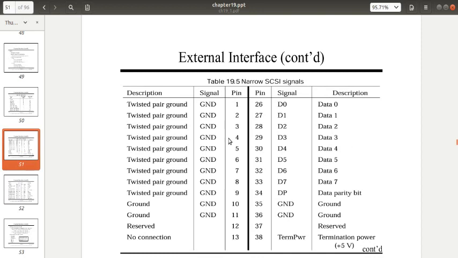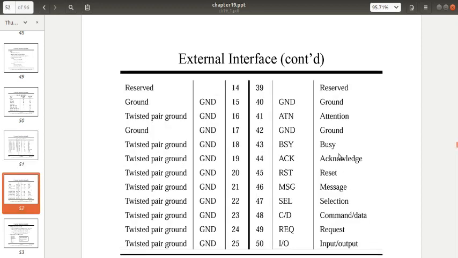So this is a chart showing some of the pins, pin number 1 to 38, of a narrow SASI port. You don't have to remember this. I'm just showing this. If you look at it, only pins number 26 to 33 are being used for data transfer. Others are used for several other purposes: twisted pair ground, regular ground, reserved for some purpose. This is not used for anything. Then there is data parity check for the power, things like that.